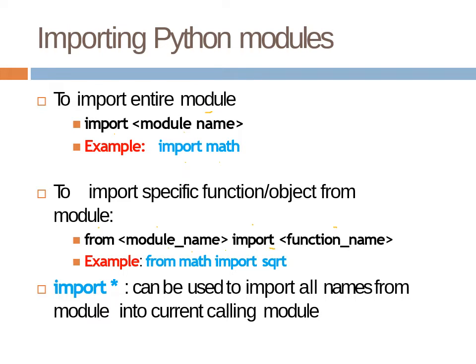The next one is import star. This is the third type. In this type also, import star imports the whole module, but instead of using the module name, you'll be using only the function name. That's what I've given here. It can be used to import all the names from the module into the current calling module. In the current module, you'll be able to import all that and use only the function name. You will see the difference between importing the entire module and import star in the forthcoming section.